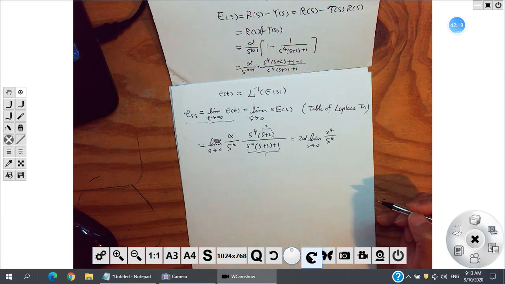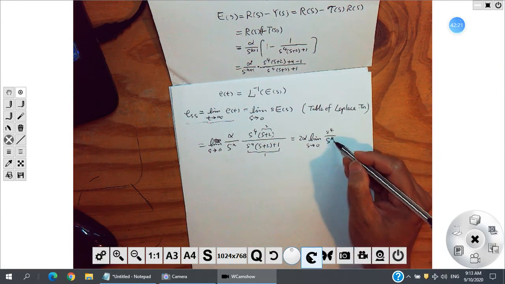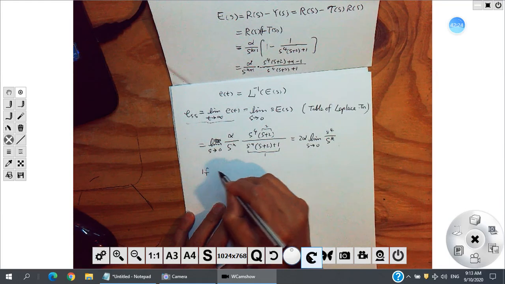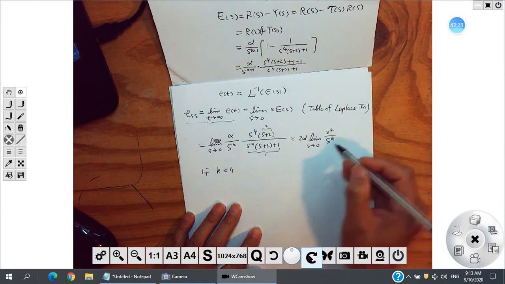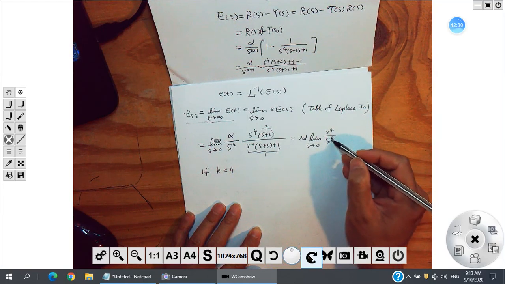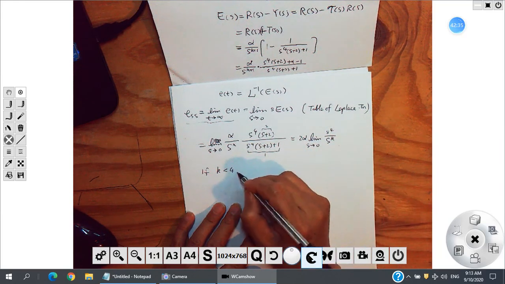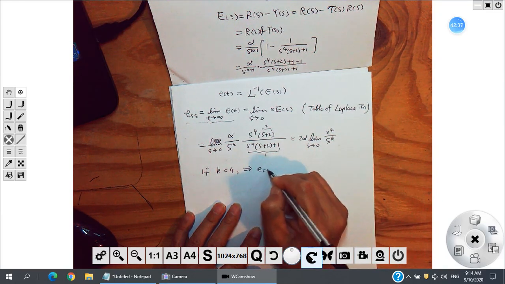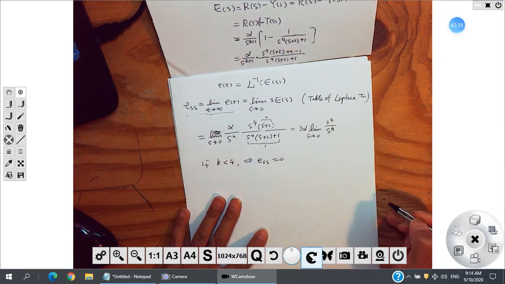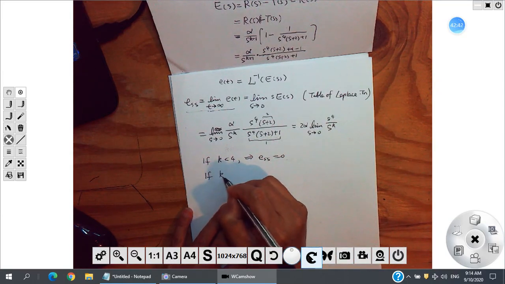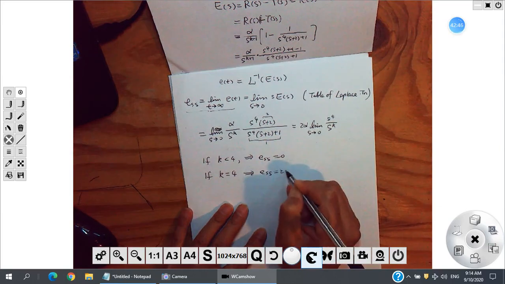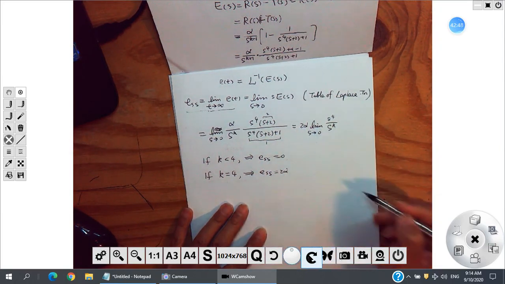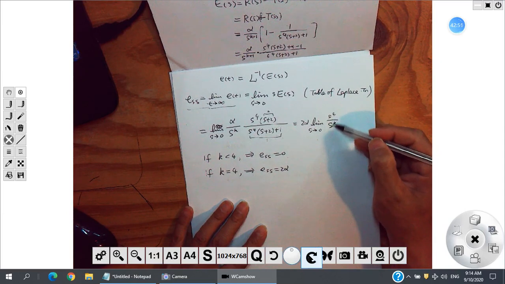Alright, we have different cases for different K. If K is smaller than 4, you will cancel the S's, and you still have some S in the top, so the limit is 0. The steady-state error is 0. If K equals 4, then the steady-state error is 2 alpha. The limit is 2 alpha, since this cancels to just 1.